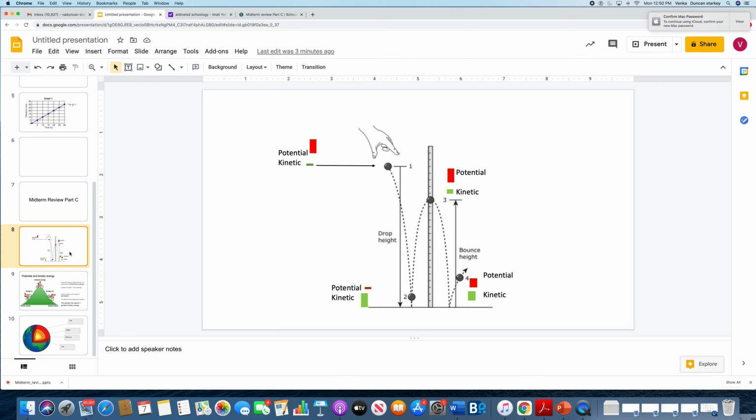So if you can see here at position one, imagine yourself at the top of a roller coaster, before you go down the ramp. That's position one, at the very high part of the roller coaster before you go down. At position two, that's when the roller coaster is moving super fast. So it has a great amount of kinetic energy.